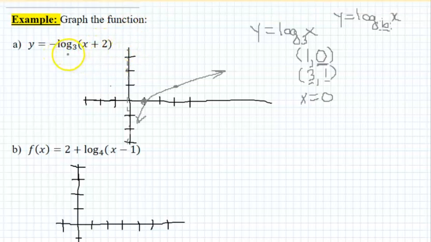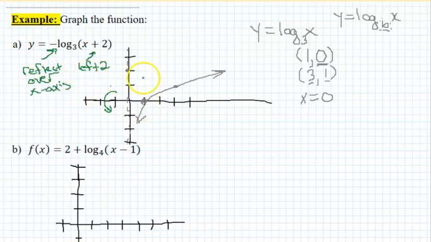So to transform that log base 3 of x into the graph for this equation, the plus 2 inside the parentheses represents a horizontal shift. And horizontal shifts do sort of the opposite of what you expect them to do. So plus 2 is actually going to go left 2. It goes sort of backward 2 units. And then the negative in front is going to be a reflection. Because the negative is outside of that log function, it's going to reflect vertically, so it's going to reflect over the x-axis.